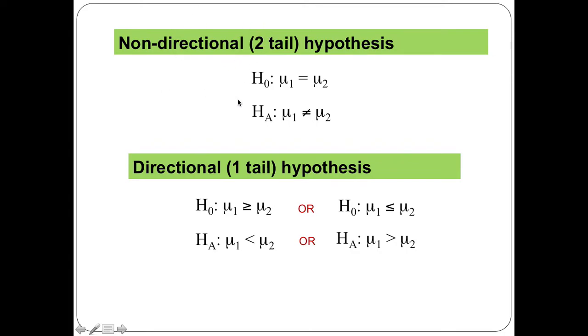Whereas the non-directional one states that there are differences. Okay, so there's no direction at all. So it can be bigger or it can be smaller, as long as they are not the same.